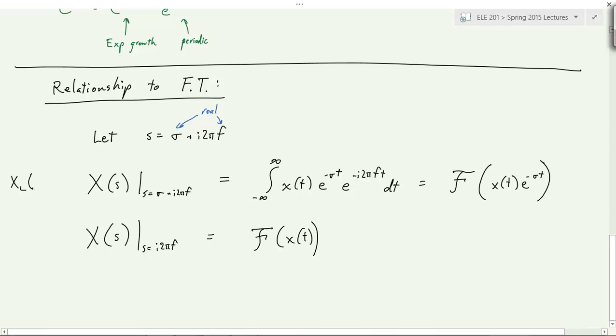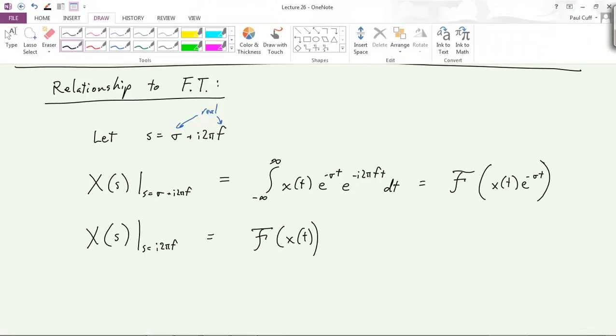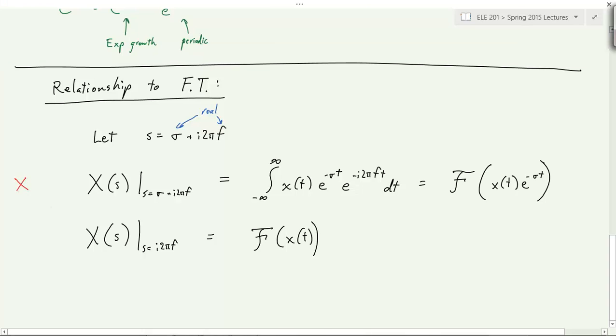So I could write this. Let me use red here. I could write it this way. I could say that this is X_L of, and I could just plug in sigma plus i 2 pi f. And now that I'm explicitly saying this is a Laplace transform, that notation wouldn't be too confusing. And here I could say X_L of i 2 pi f.